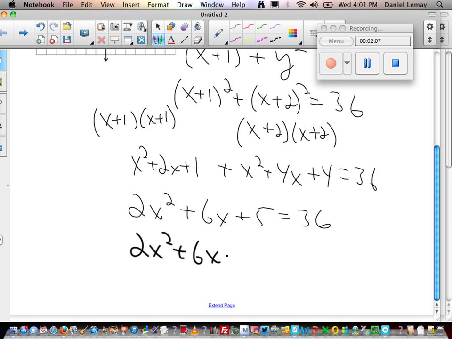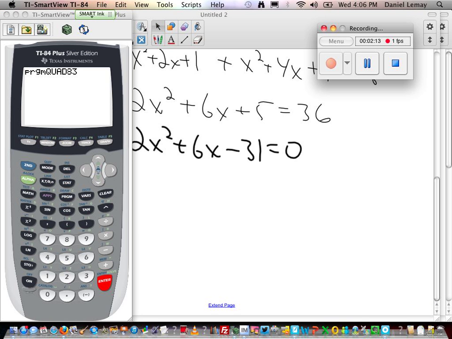Since it's a quadratic equation, I have to set it equal to 0. So 2x squared plus 6x minus 31 equals 0. So I'll enter in the coefficients. So I'm getting two answers here.